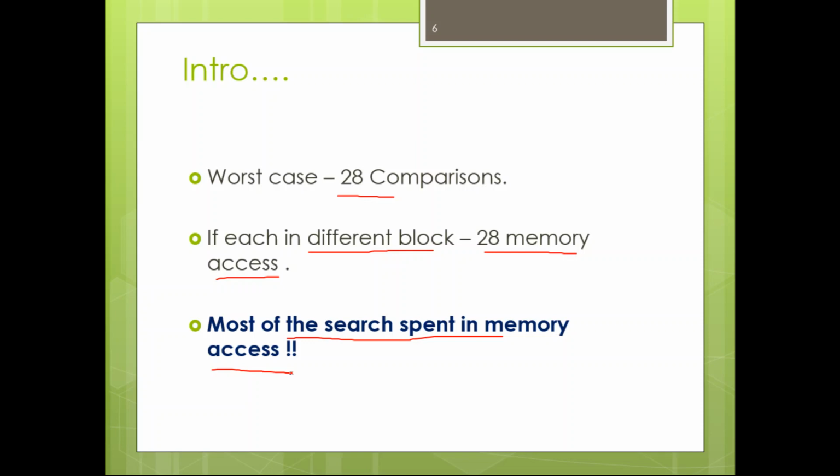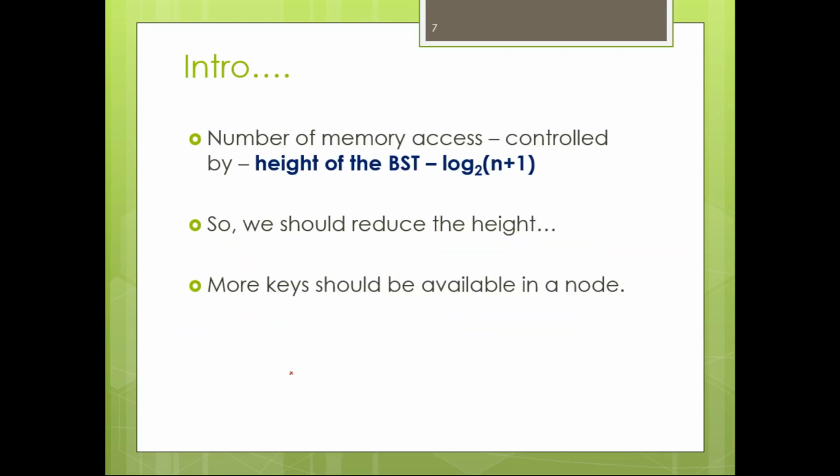So is there any way to reduce this? If you want to reduce this, then you have to decrease the height of the tree. The height of a BST is controlled by this. This is the minimum height that is achievable by a BST. Again it is the same formula, log base 2 of n plus 1.